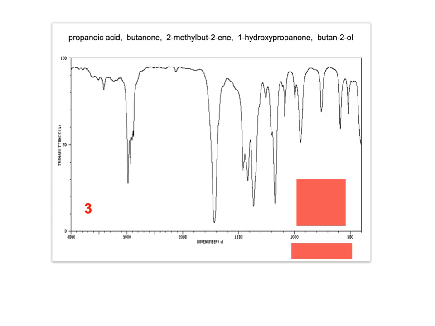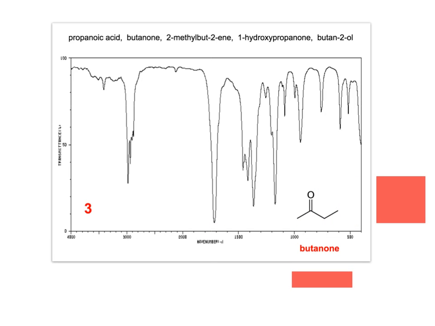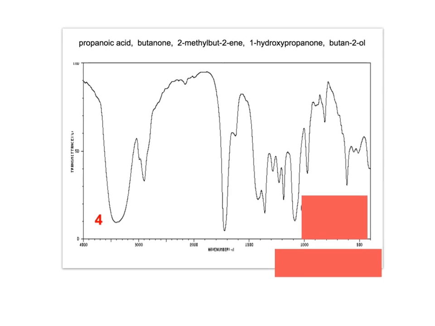So this one, no OH, so it can't be that, can't be that, can't be that. So we're down to these two, butanone or 2-methylbutene. Okay, so we've got this deep sharp peak here, but is that C double bond C or C double bond O? Well, hopefully you remember that C double bond O is the really deep one, so this must be butanone, not butene. Okay, so pause the video, try this one.